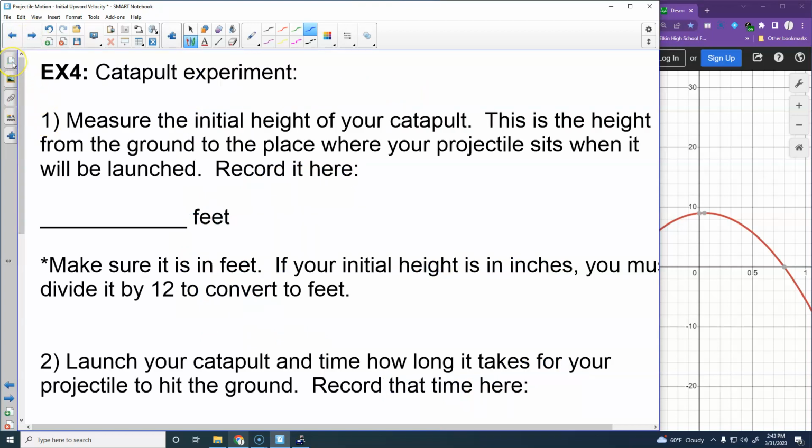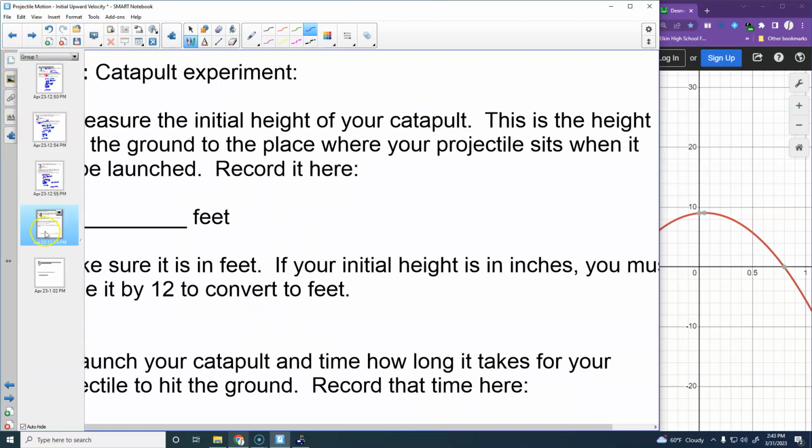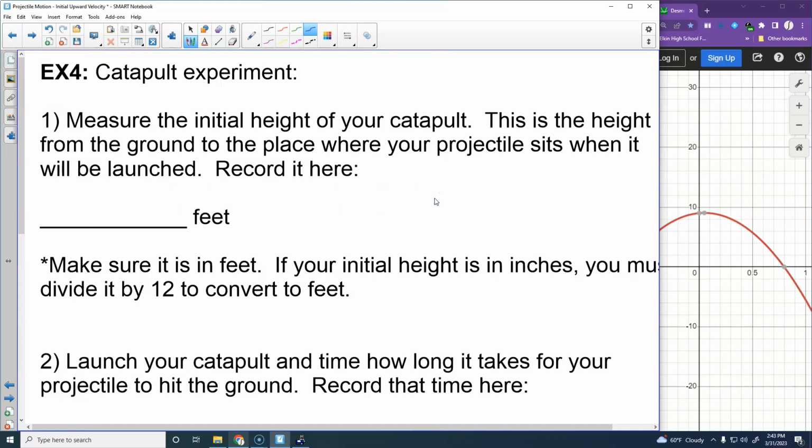All right. Okay, so I'm going to walk you through what we're actually going to do on the catapult experiment. You'll have seen it before, and I'll help you with it when we get there too. The first thing that you will have to do for your catapult is measure the height from the ground to the place where your projectile sits when it is launched.